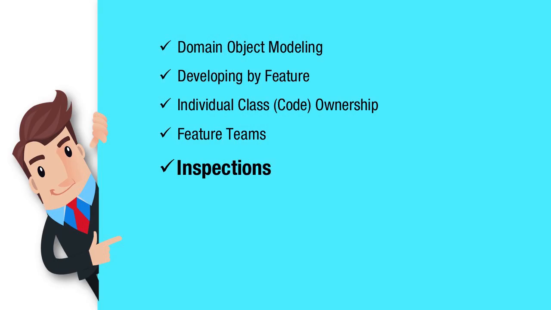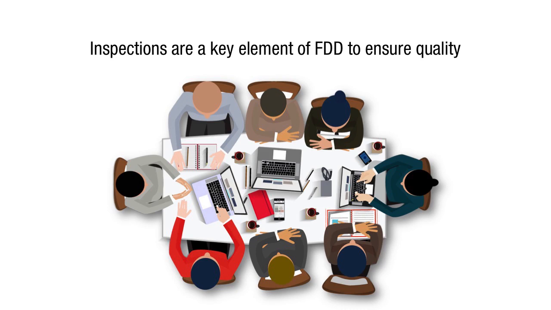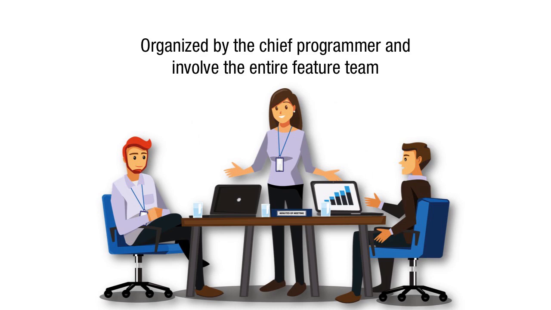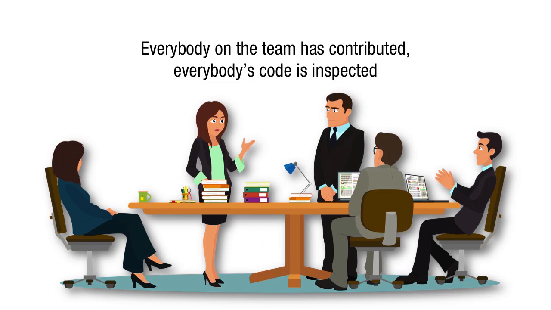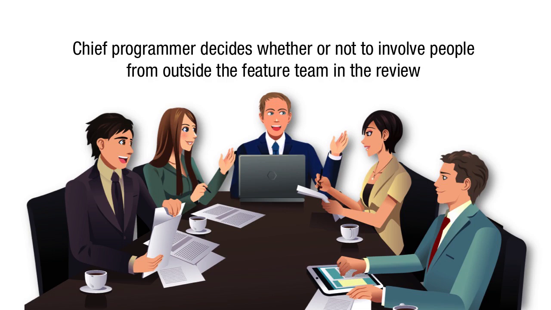Inspections. Inspections are a key element of FDD to ensure quality. They are organized by the chief programmer and involve the entire feature team. Because everybody on the team has contributed, everybody's code is inspected. The chief programmer decides whether or not to involve people from outside the feature team in the review. This is usually based upon the complexity and dependencies, and so on.